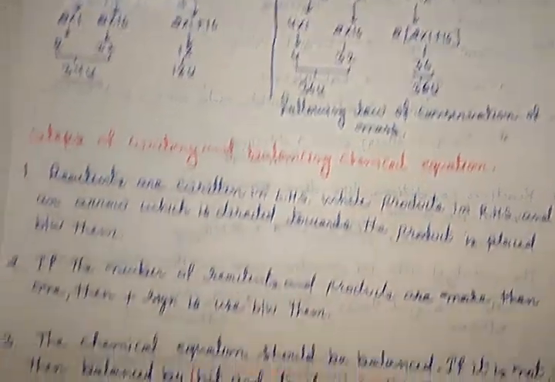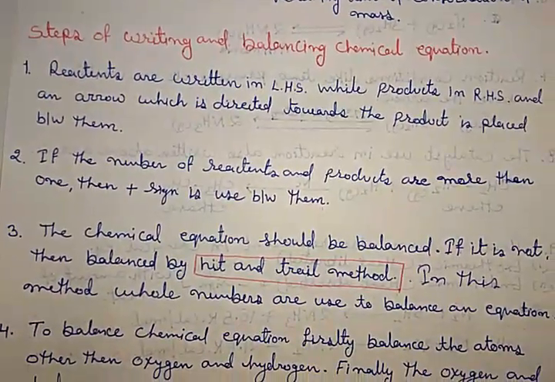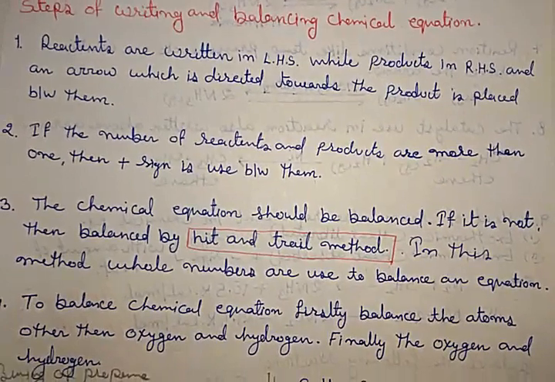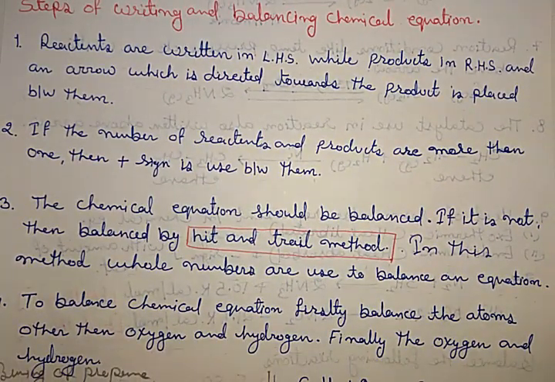Okay. Now the third point, the chemical equations should be balanced. If it is not, then balance it by the hit and trial method. That means chemical reactions are balanced by the hit and trial method, in which whole number coefficients, or we can simply say whole numbers, are used to balance an equation. Whole number means complete number. It should not be half, two and a half, three and a half, 1 3/4, not like this. It should be 2, 3, 4, 5, 6 as per the requirement.